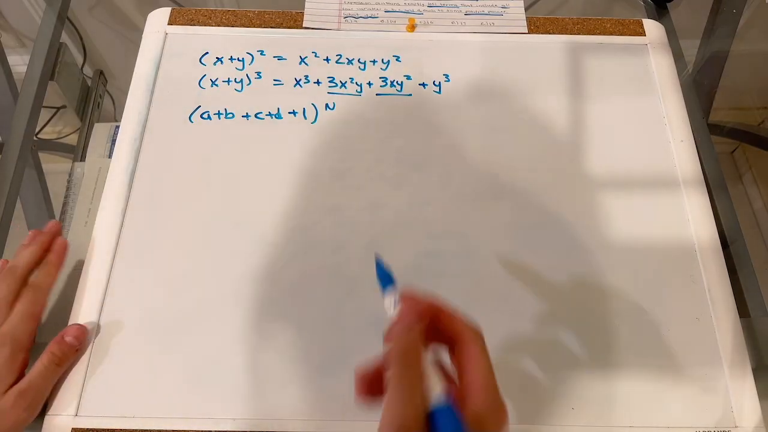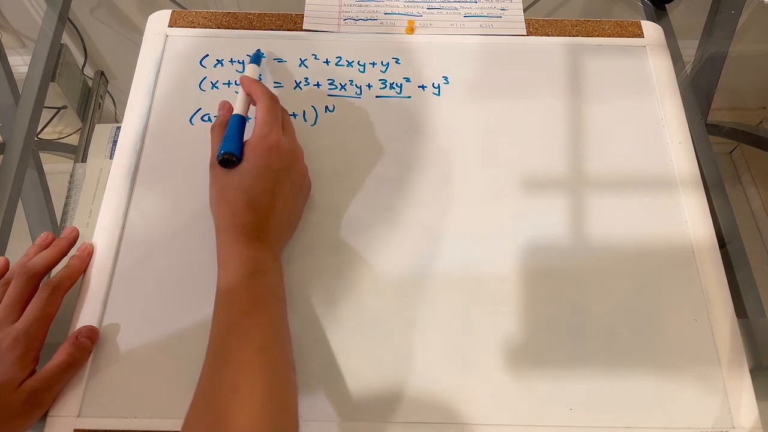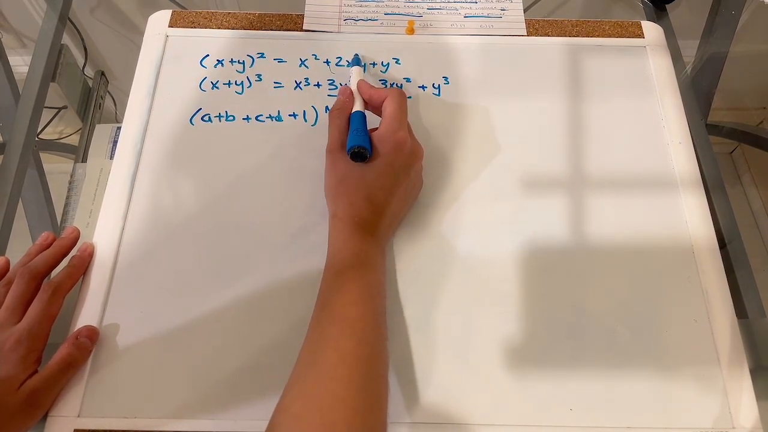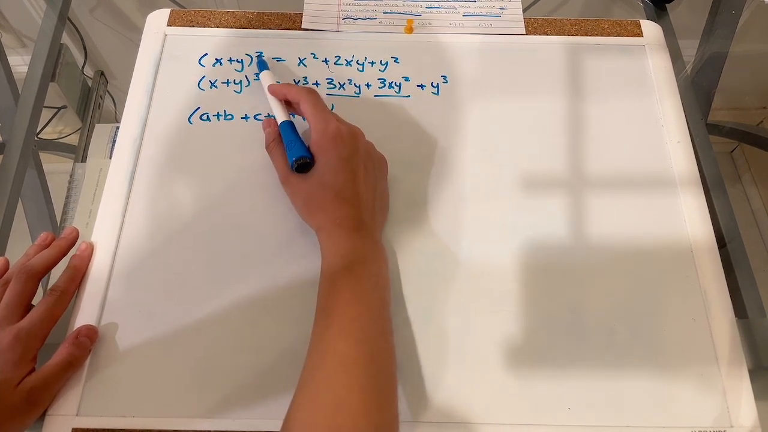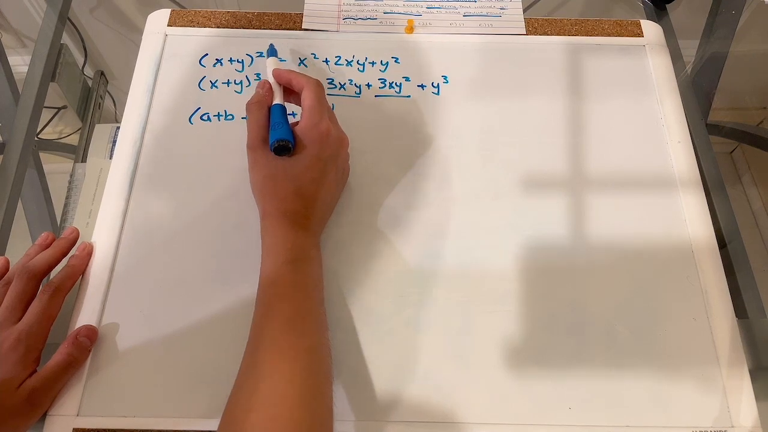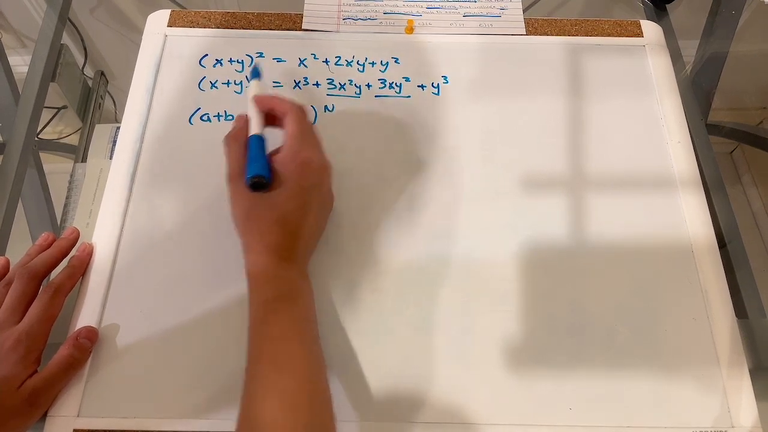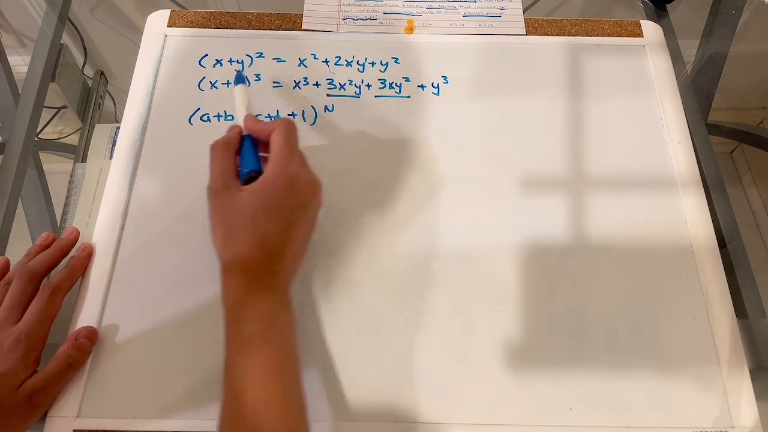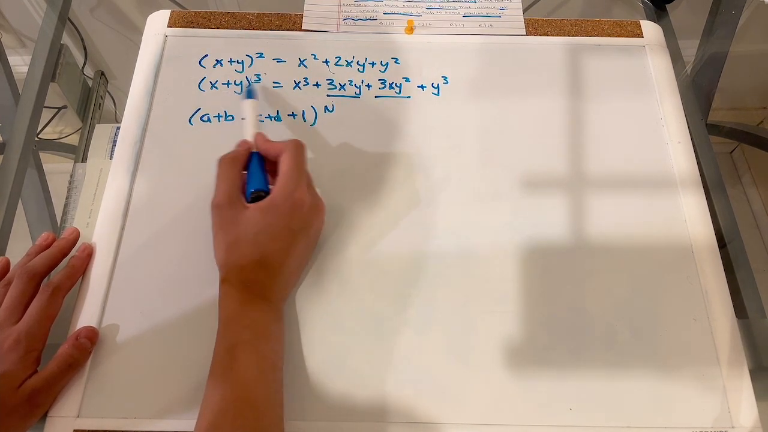Now, looking at this, we can see that when the power is the second power, the term with both x and y is x to the first power, y to the first power. 1 plus 1 is equal to 2, which is the value of the n that we used. And if it is 3, 2 plus 1 is 3. All of the terms' powers would add up to the same power that we raised the first expression to.